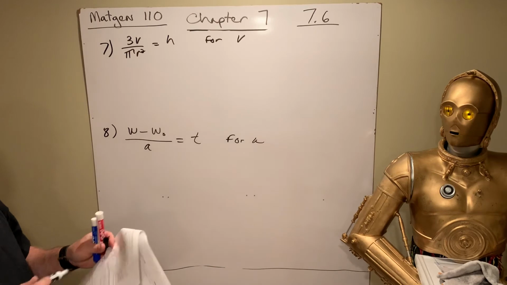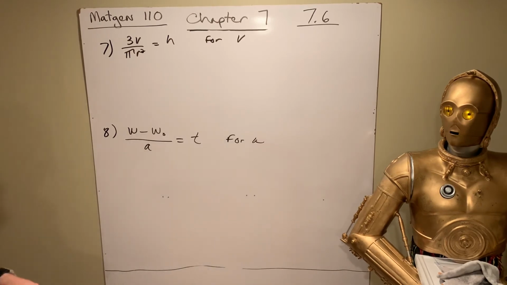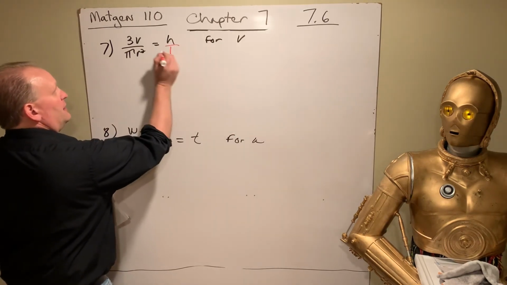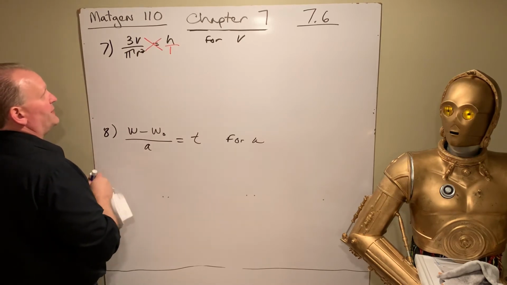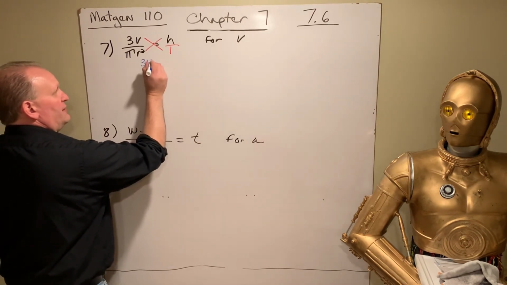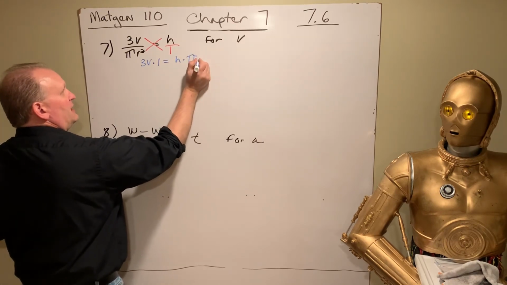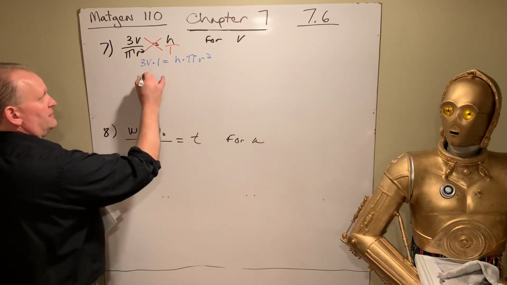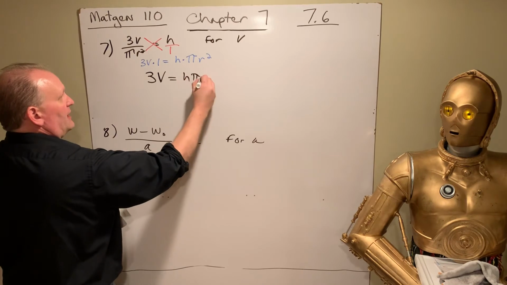Okay, so let's do these problems. And that'll be it for 7.6. So solve for v. So remember, this is over 1. So we're going to cross multiply and solve. So we end up with 3v times 1 equals h times pi r squared. And so really, here's our equation. 3v is equal to h pi r squared.